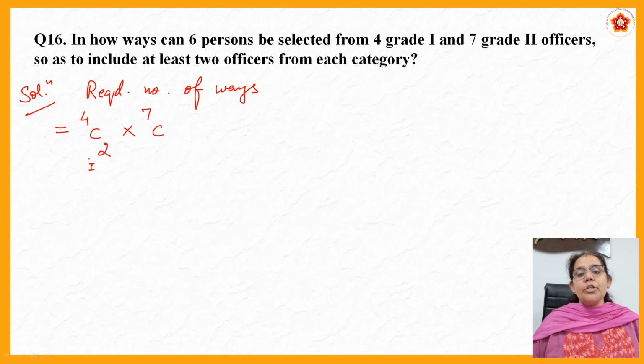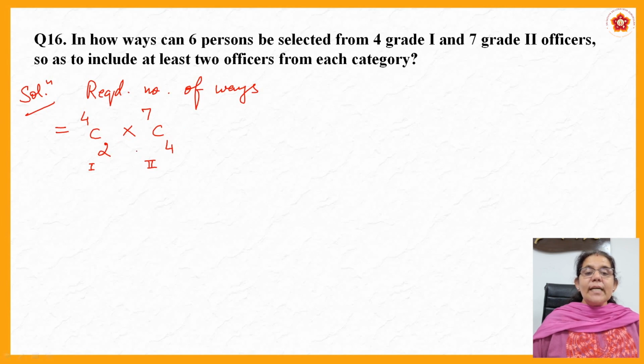Refer to the first line of the question. Total persons to be selected is 6. So 2 we have already selected. So how many more do we have to select? We have to select 4 more. So here you see 2 we have selected from grade 1 officers and 4 we have selected from grade 2 officers. So total number of people who have been selected, 2 plus 4 is 6. So 4C2 multiplied by 7C4.